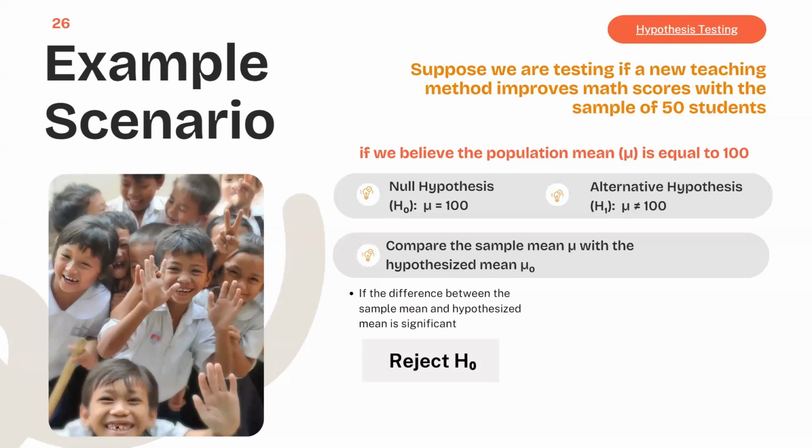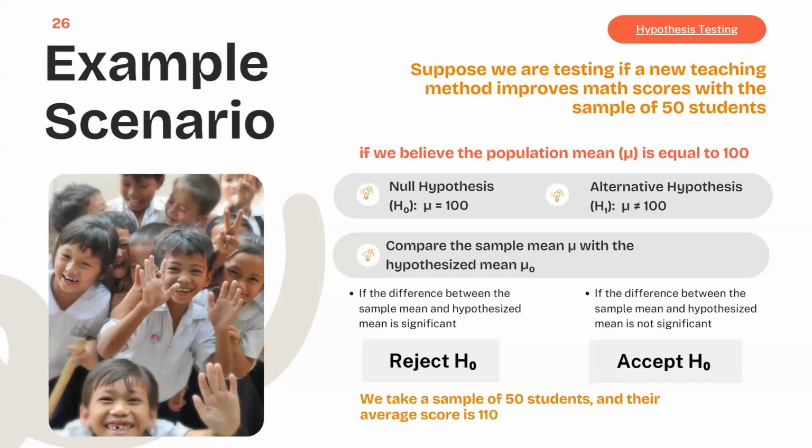If there is a significant difference, we have to reject the null hypothesis. If the difference between the sample mean and the hypothesized mean is not significant, we have to accept the null hypothesis, which states that the population mean is equal to the hypothesized value. For example, we take a sample of 50 students and their average score is 110, which states there is a significant difference between the sample mean and the hypothesized mean. So we have to reject the null hypothesis.